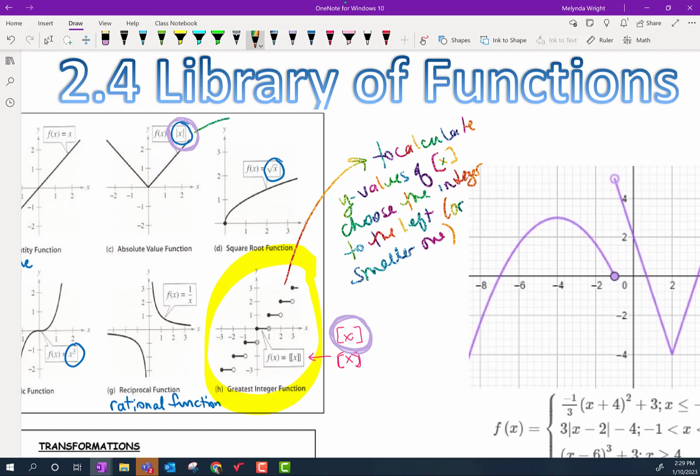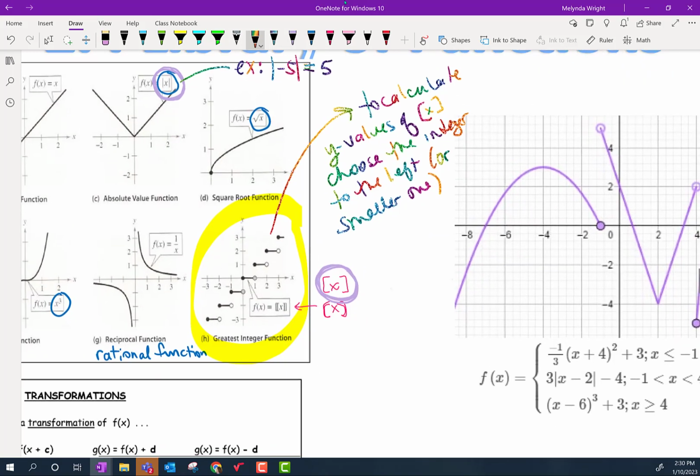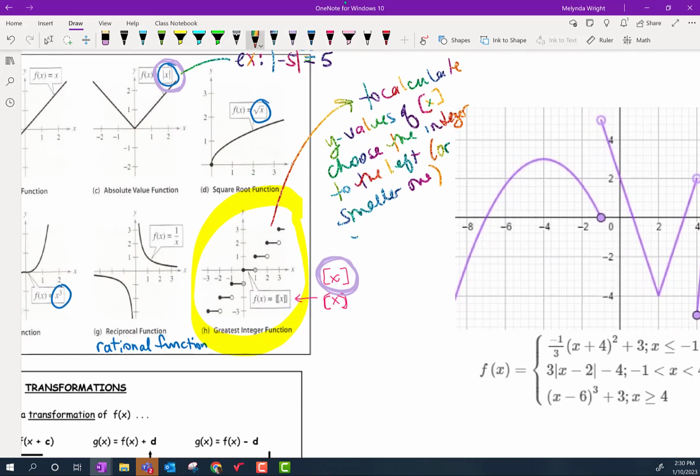If we were looking at absolute value, we know that if we did the absolute value of -5, we know what the absolute value function does, right? It turns negative numbers into positive numbers. So if we did the absolute value of -5, we would get 5. That's just something that we are familiar with. So that function does something to the numbers. Well, the greatest integer function also does something to the numbers, but what it does is a bit weird. It's kind of strange.